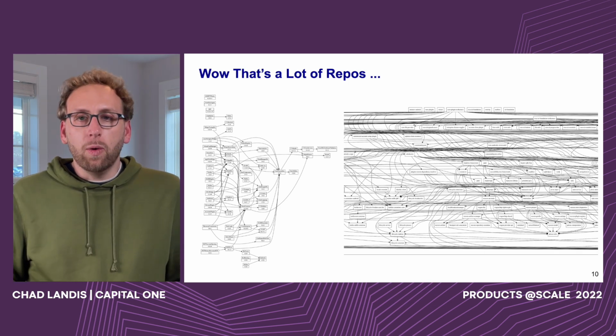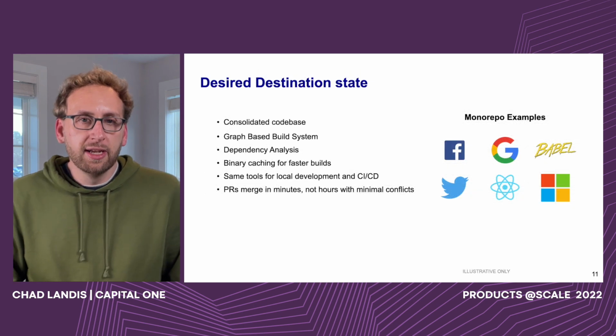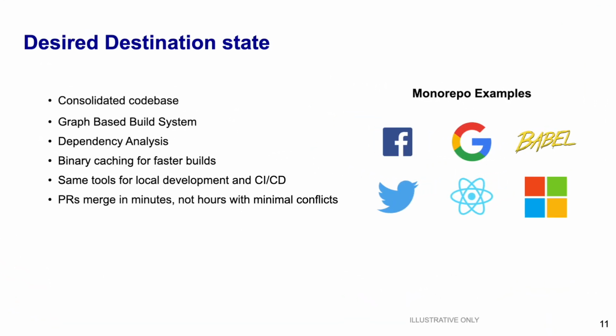So what do we really want? Our destination state is, again, that consolidated code base. And then we can start to leverage graph-based build systems to do dependency analysis, and then optimizations like caching binaries for faster builds. But essentially, we want to stop synchronizing and human-to-human coordination between multiple repositories. We want to stop using semantic versioning, which is a useful tool, but doesn't really scale up when you have that many modules that are interdependent upon each other.